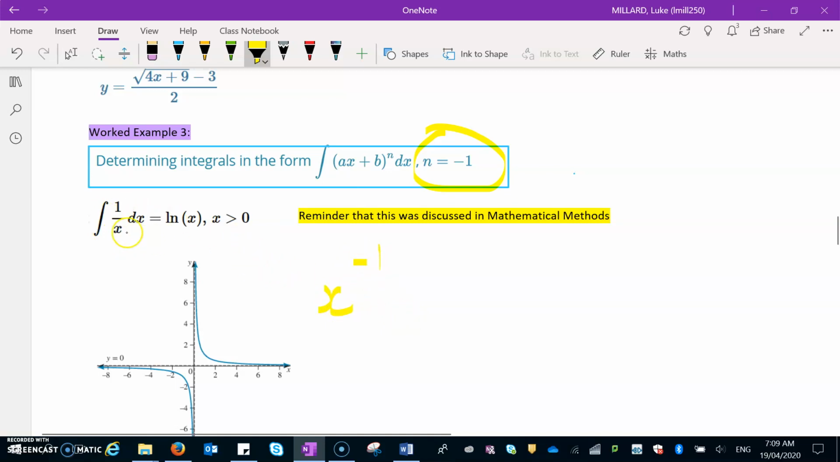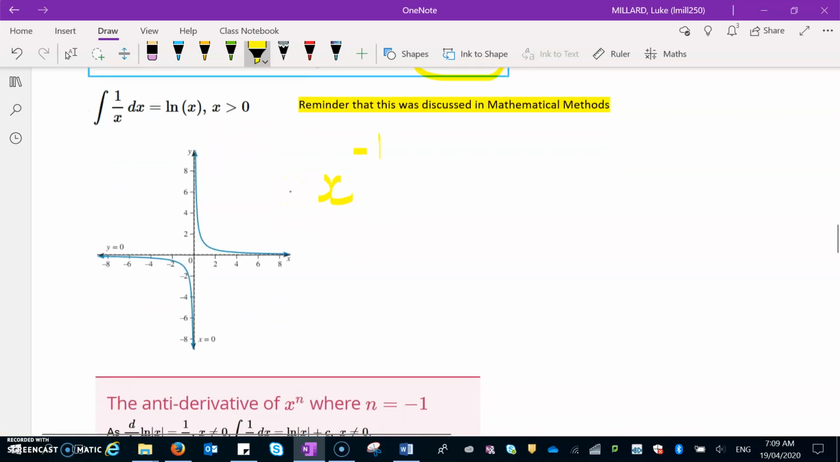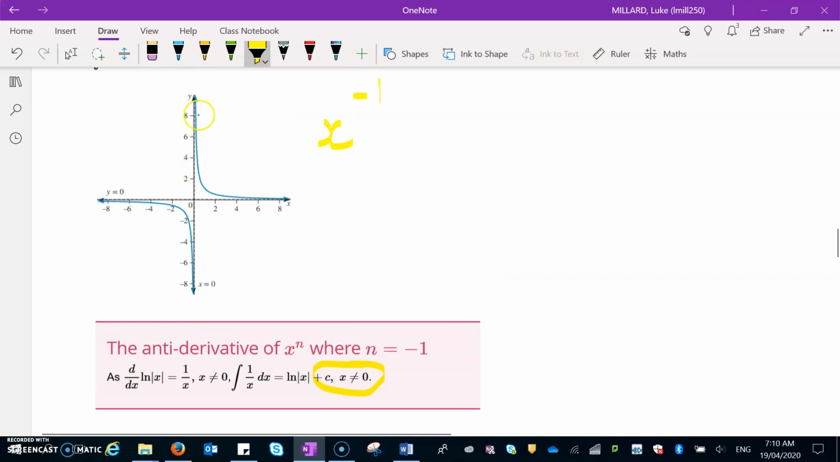So now this is probably coming back to you. I've got a graph here of your rational type functions, your hyperbolas that you would have seen. And the integral of 1 over x is ln x when x is greater than 0. But we actually generalize that in our specialist mathematics. The antiderivative of x to the index of n, where n is equal to -1, is ln of the absolute value of x plus c. But x cannot be equal to 0. As you can see here, we've got our asymptotes.